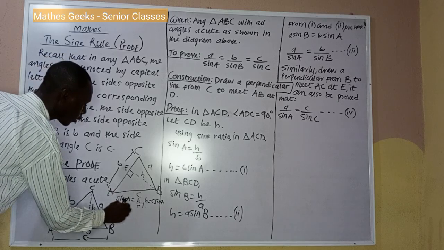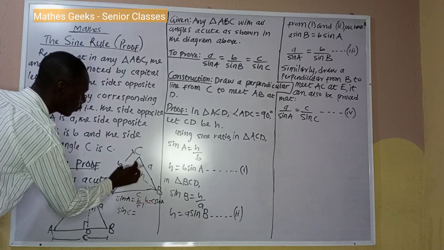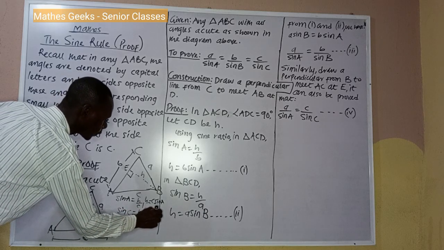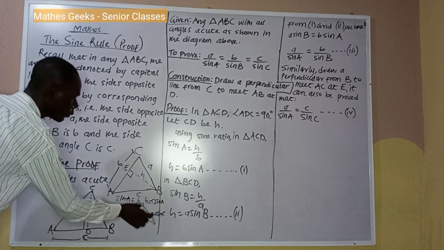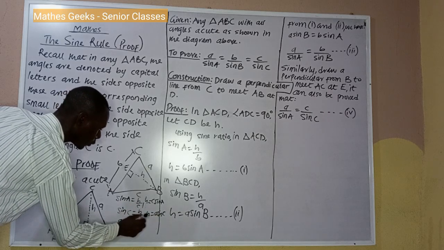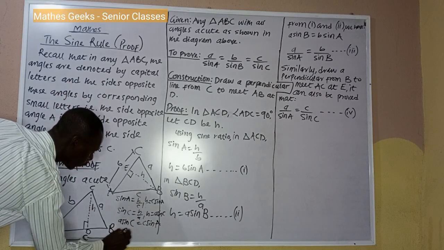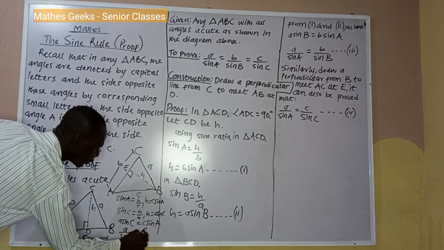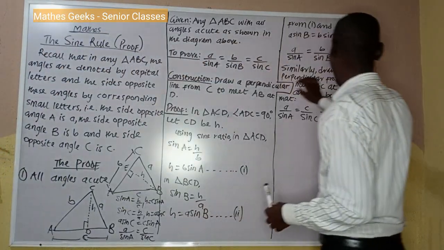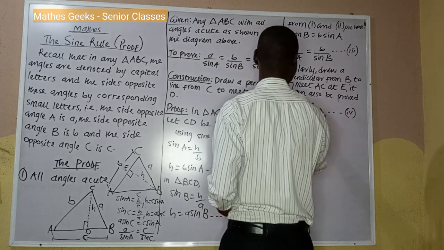Also from triangle BCA, sine C is equal to opposite h over hypotenuse a, and h is equal to a sine C. Since both are equal, a sine C equals c sine A, and that gives us a over sine A is equal to c over sine C. So it can also be proved, when we draw a perpendicular from B to meet AC at E, that A over sine A is equal to C over sine C.